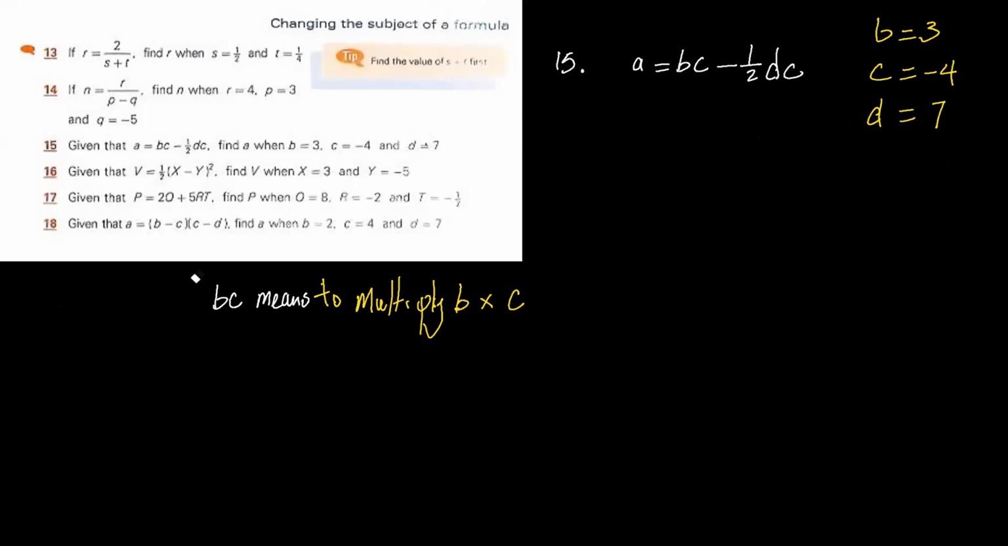If you're telling your little brother or sister what they have to do with the half, it will be a half what? Multiply. So it is 3 multiply by -4, I'm using brackets, minus a half. I'm going to use a multiply sign. Multiply by D, which is 7, multiply by -4.